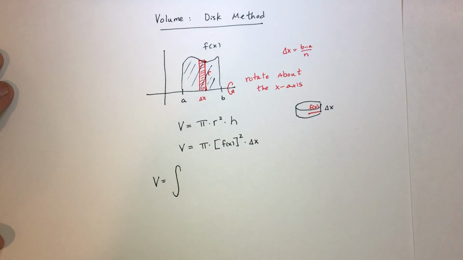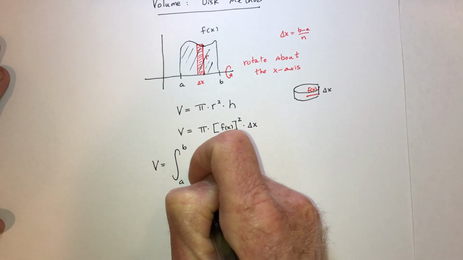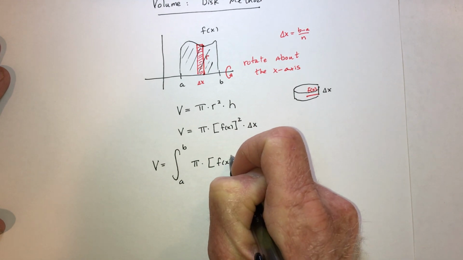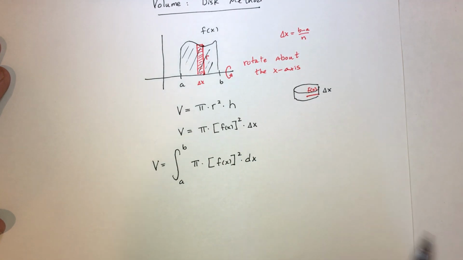So the total volume is going to be integrate from A to B, and then pi times the function gets squared, and then delta x becomes dx when you're doing an integral.